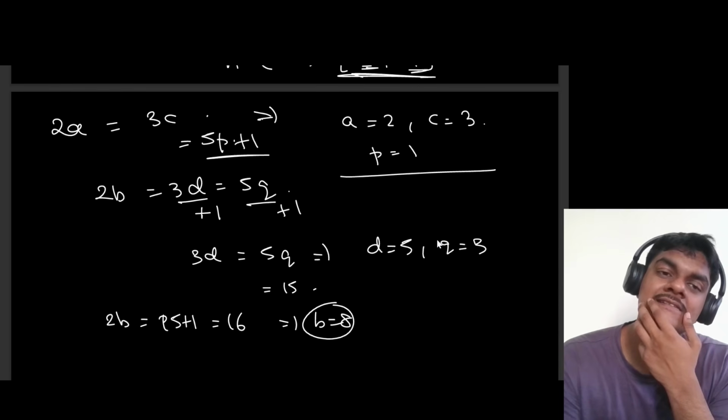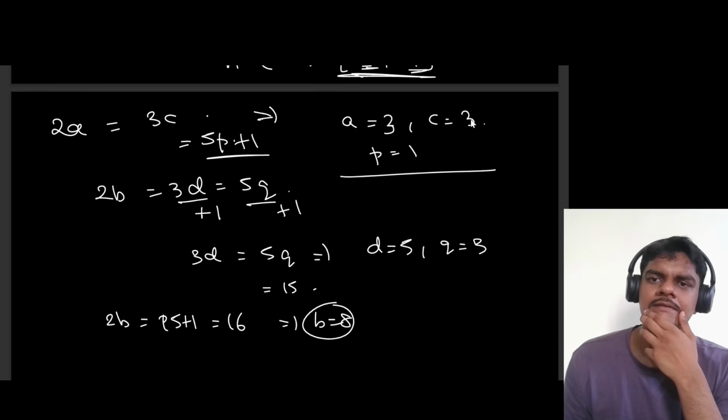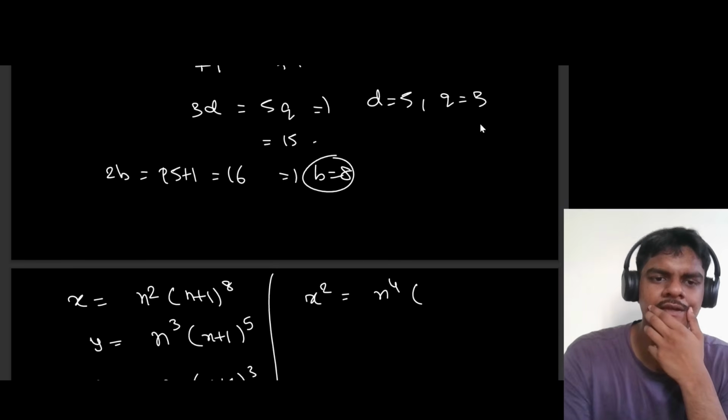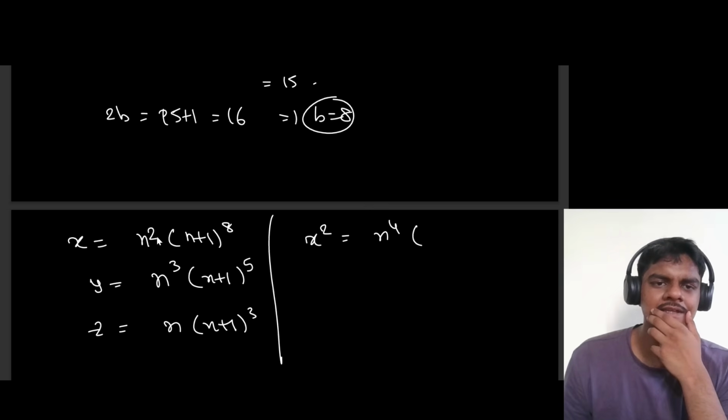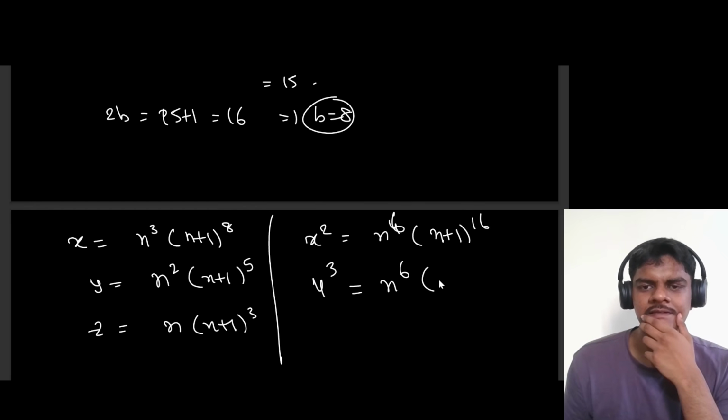2a is 6, na? So a is 3, c is 2. Oh, I got it all wrong. A is 3, c is 2. So this is n power 6 into n plus 1 power 16. Y cube will be n power 6 into n plus 1 power 15.